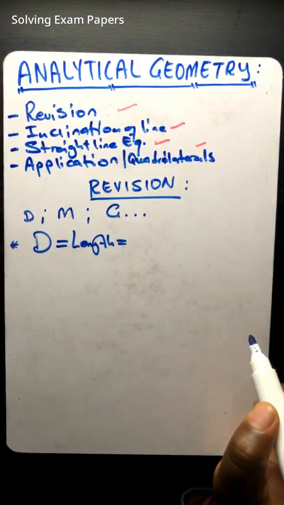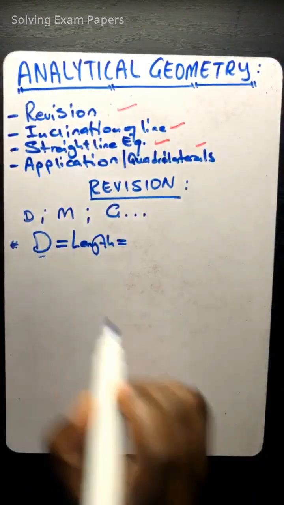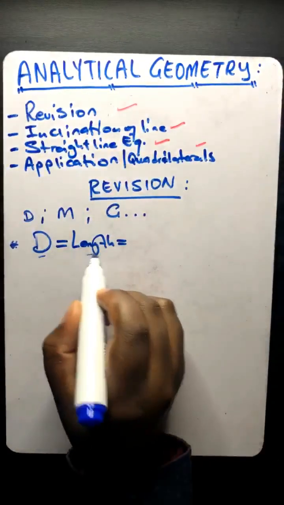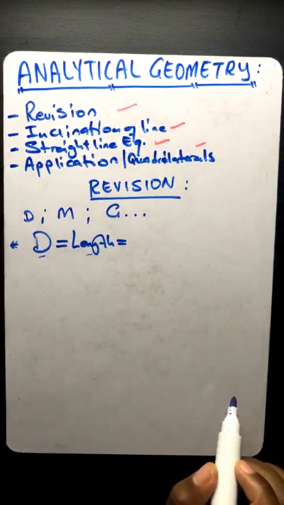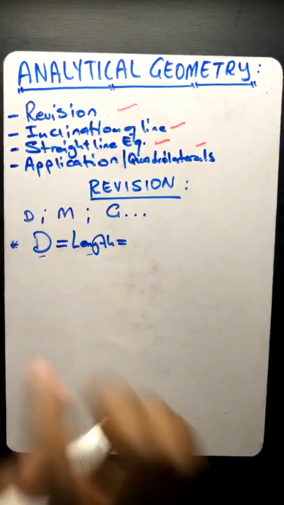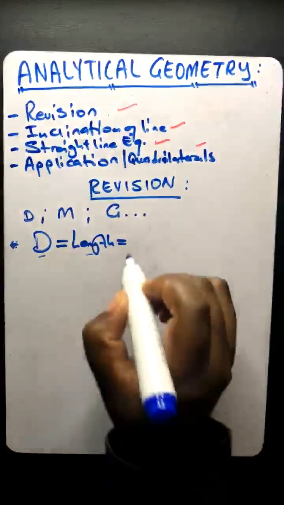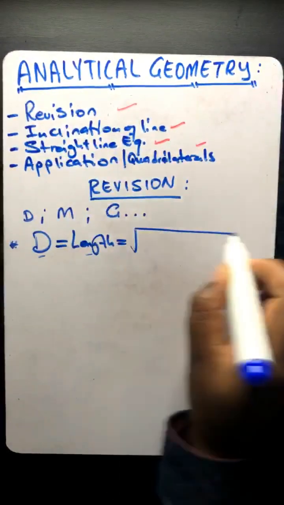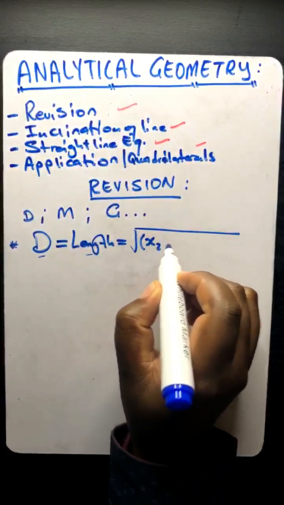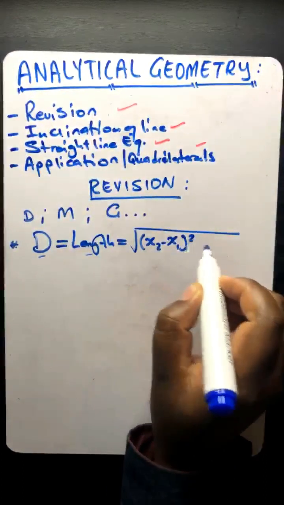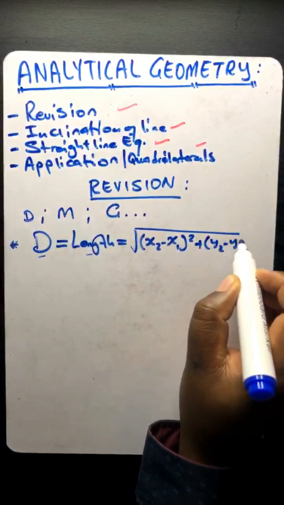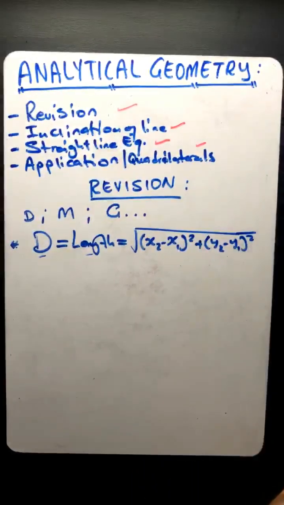So now let's see. The moment we talk about distance, we refer to the length. That means the examiner can use the word distance or length. So now let's see, what does the formula say? The formula says we've got the square root of (x2 minus x1) squared plus (y2 minus y1) squared.